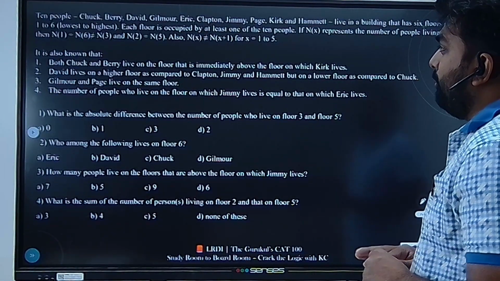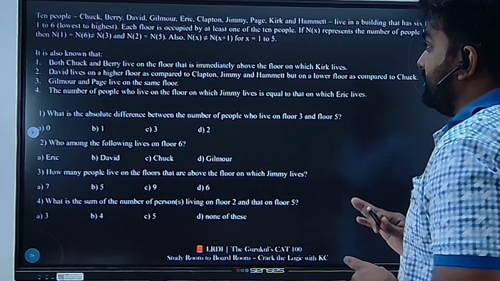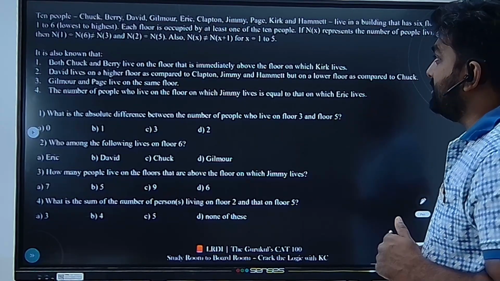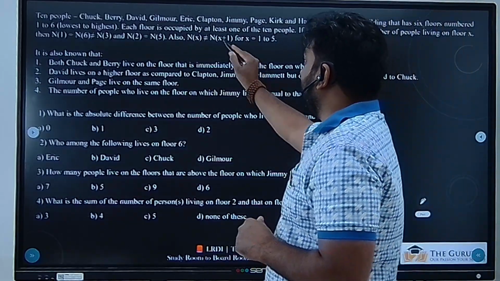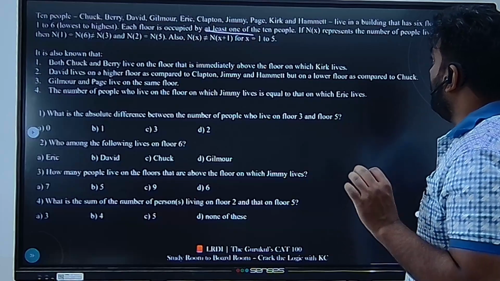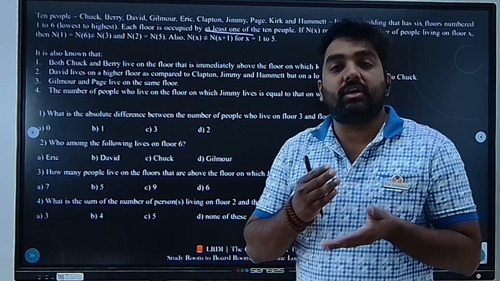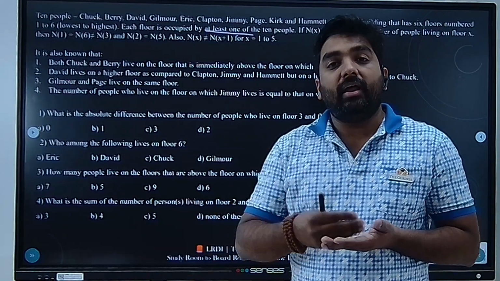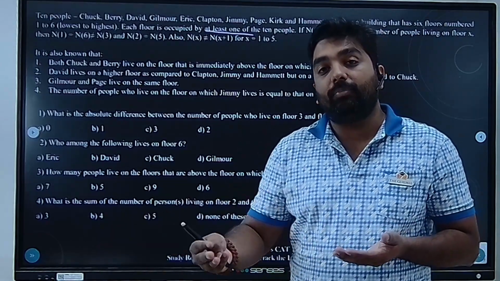This question is talking about 10 people, and the names are given, who live in a building that has 6 floors numbered 1 to 6, lowest to highest. So 1 is the lowest floor, 6 is the highest floor. Each floor is occupied by at least one of the 10 people. So every floor has at least one person staying there. If n of x represents the number of people living on that floor, which means if they say n of 1, they are talking about the number of people living on floor 1. N of 3, number of people living on floor 3. N of 10, number of people living on floor 10.